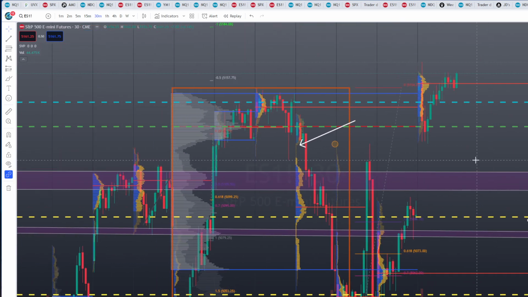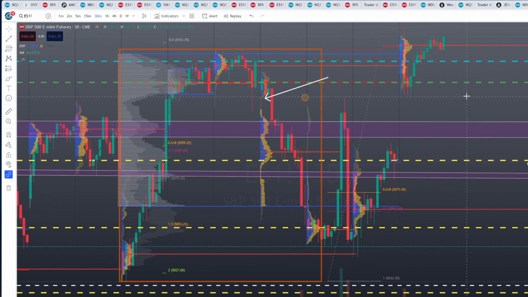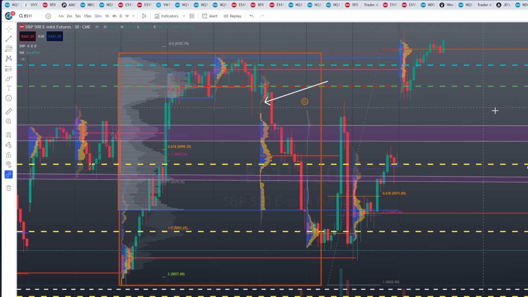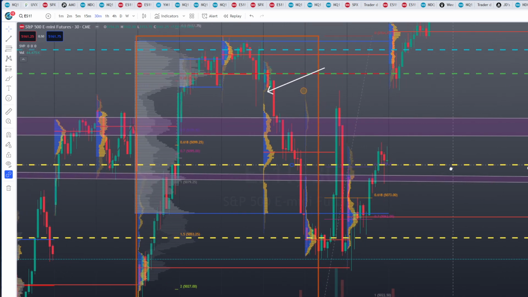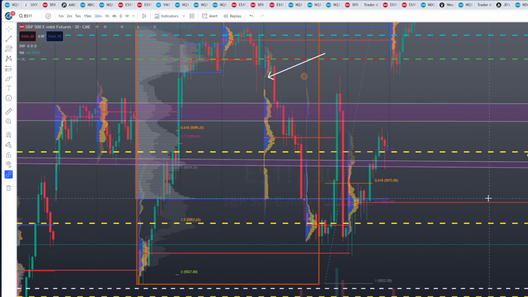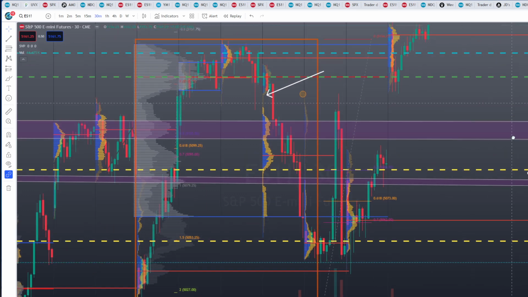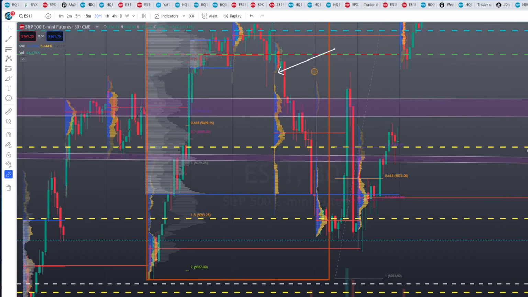In terms of targets, normally when I'm working with balance areas, we're going to look at a couple of elements. Pretty simple. On the downside, the number one would be the halfback of the balance area that we're still looking at, just in case the market decides to come back into it. At least we know what the potential targets are.